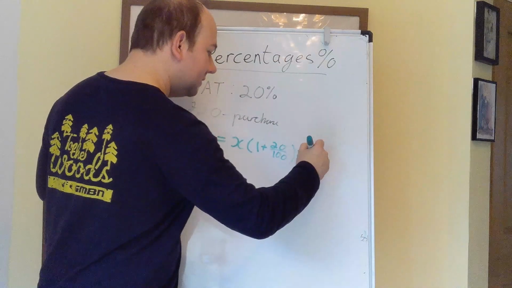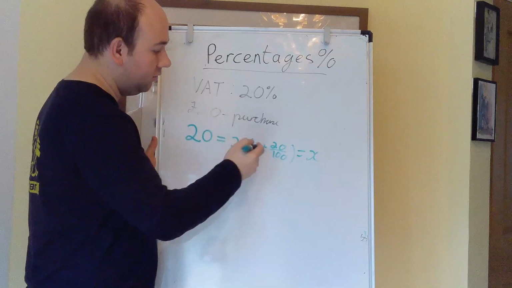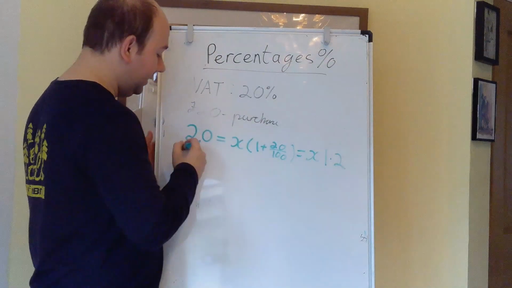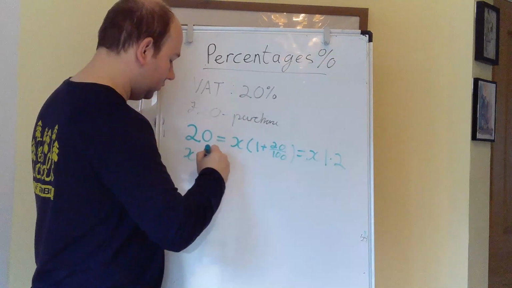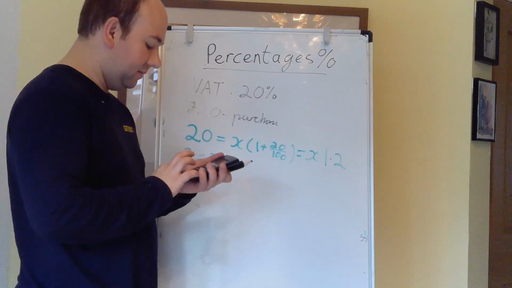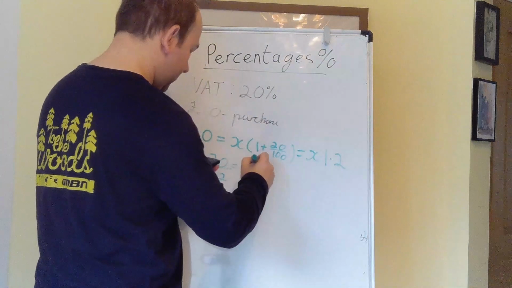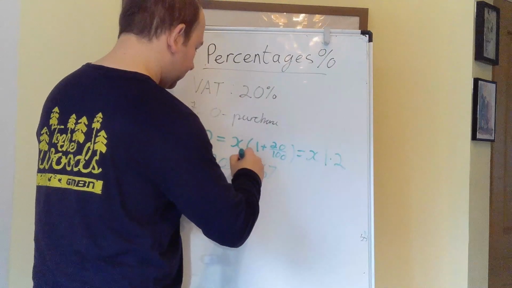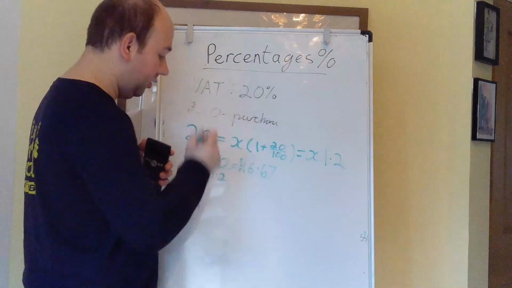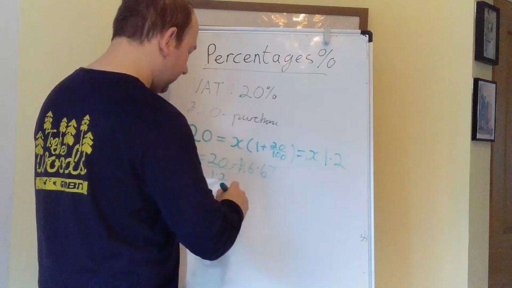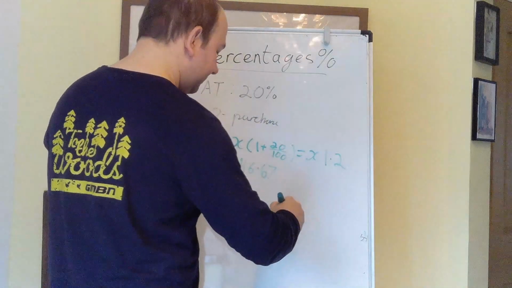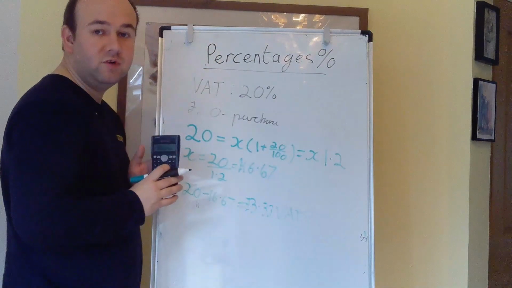We can also write this as X times, well, 20 divided by 100 is 0.2, added to 1, so X times 1.2 equals 20. We can now find the value of X. This is 20 divided by 1.2, and I'm going to reach for the calculator. 20 divided by 1.2 is £16.67. If we now take the £20 that you paid for your purchase and take away the £16.67, we end up with £3.33, which was the VAT. So you would now claim that back from the government.